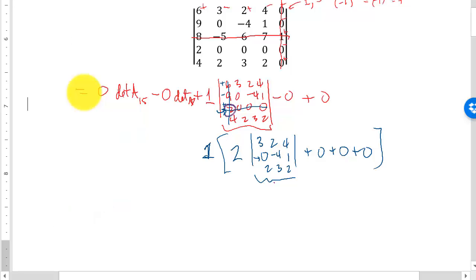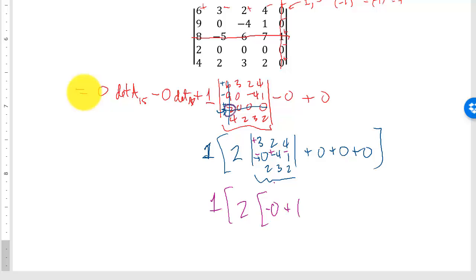So let's expand on the second row. And this thing is going to be a 1 times a 2. And now I want to get ready to expand here. So I have a plus, minus, plus, minus. So I have a 0 that I'm not worrying about. And then I have a plus, and then this is a negative 4.